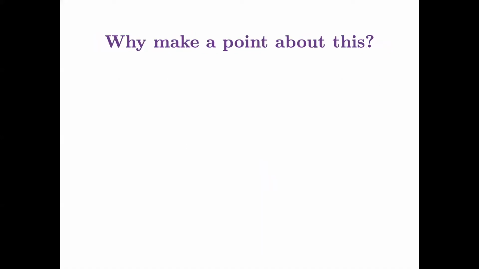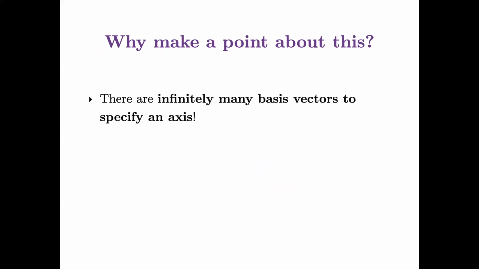Now, why am I making a point about this? Well, the first reason is that there are infinitely many basis vectors to specify an axis, because the axis is just the span of the basis vector. So any vector that points in the positive or negative direction of that axis will specify the axis. But the computer is always going to provide a unit vector. And there's more than one reason for this.